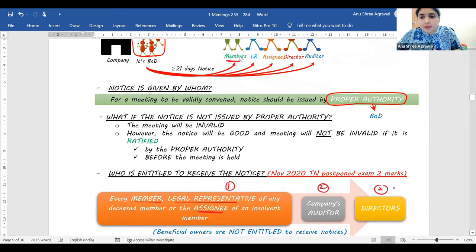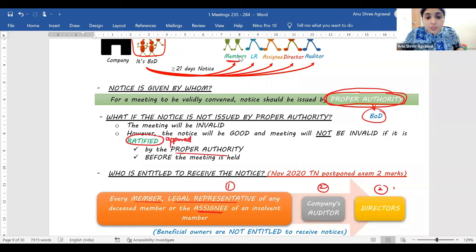Who will give the notice? Proper authority. Who is this proper authority? Board of directors. What if some other person, what if the company secretary is giving notice? What will you do? In that case, the meeting will become invalid. But please make the meeting valid. What will you do? Okay, fine. What's the shortcut? It has to be ratified. Ratified means what? It has to be approved. Approved by whom? Approved by proper authority. Approved when? Before the meeting.